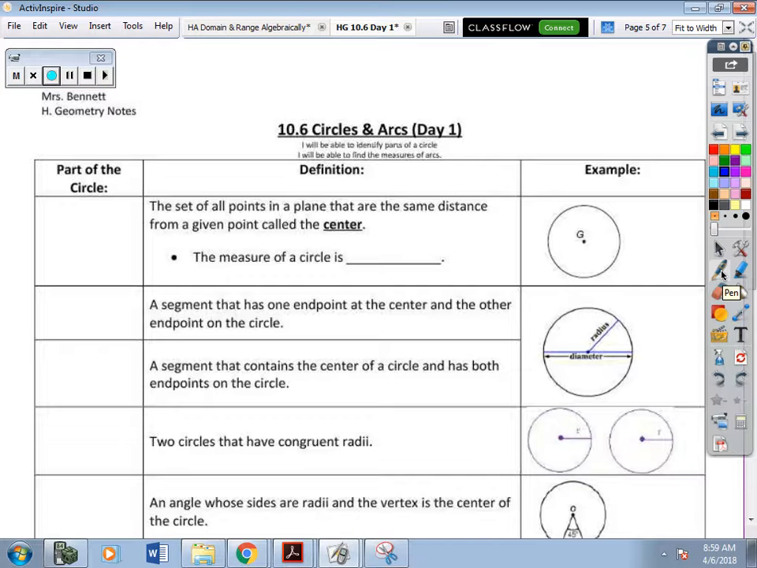So the first one is just the definition of a circle. A circle is the set of all points in a plane that are the same distance from a point called the center. And we know how many degrees are in a full circle? 360. And anytime you name a circle, like you'll see it in the directions, they'll put a circle with the center, and then they'll put the letter next to where the center is if they're naming it.